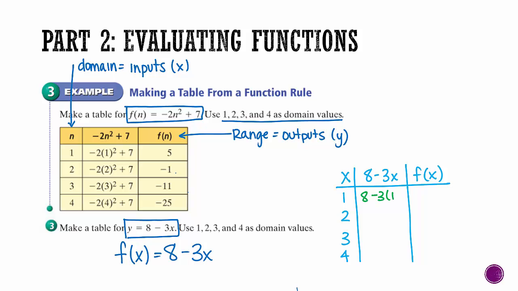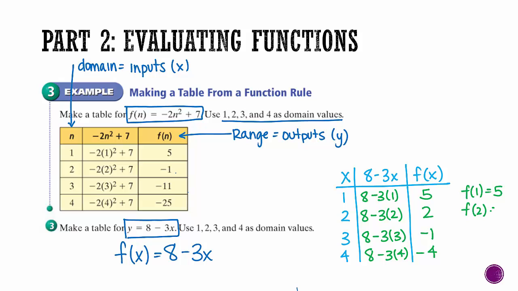So let's plug that in. 8 minus 3 times 1 will give me out 5. 8 minus 3 times 2 will give me 2. 8 minus 3 times 3 will give me a negative 1. And then finally, 8 minus 3 times 4 will give me a negative 4. So for all of these, I could write f of 1 equals 5, or f of 2 equals 2, f of 3 equals negative 1, and f of 4 equals negative 4. So I know I plugged these in, and I got these out.